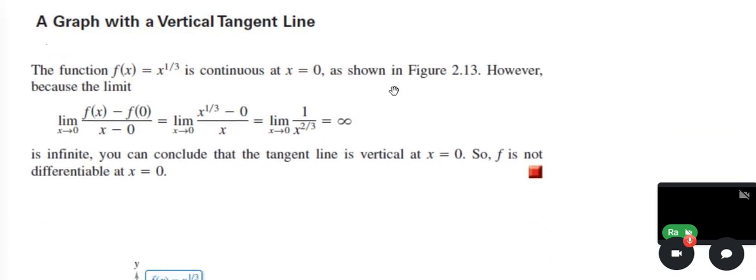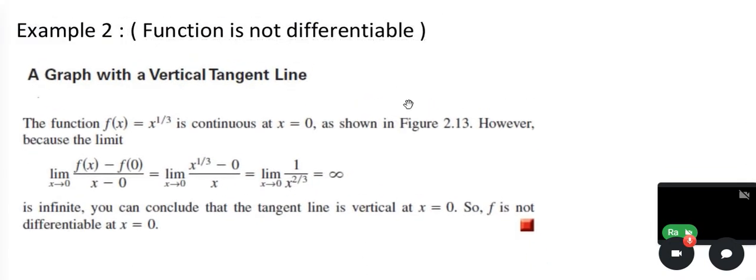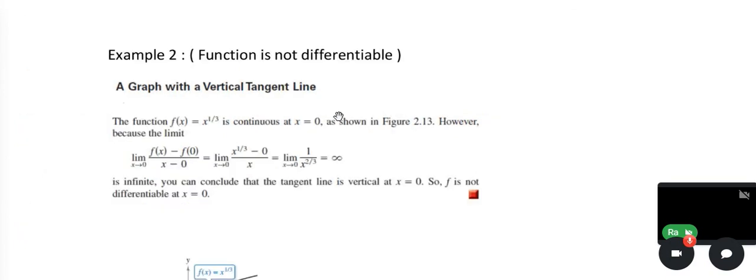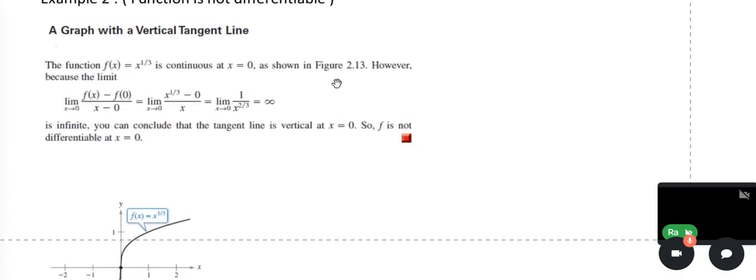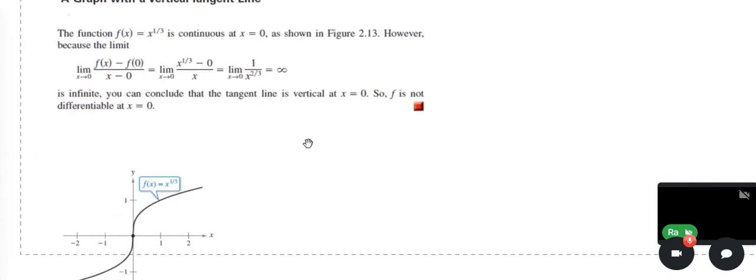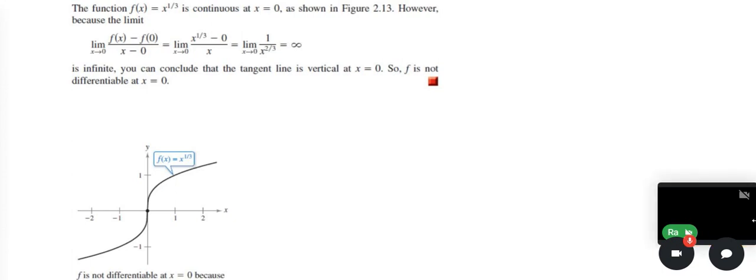Okay, this one again, some example of a graph with a vertical tangent line. We have a proof for this one. Let's go through this one. If you look at the graph of this one, this looks like a vertical tangent. Let's say we are trying to find the differentiability at the point x equal to 0, this point. You can visually see that we have a vertical tangent here.